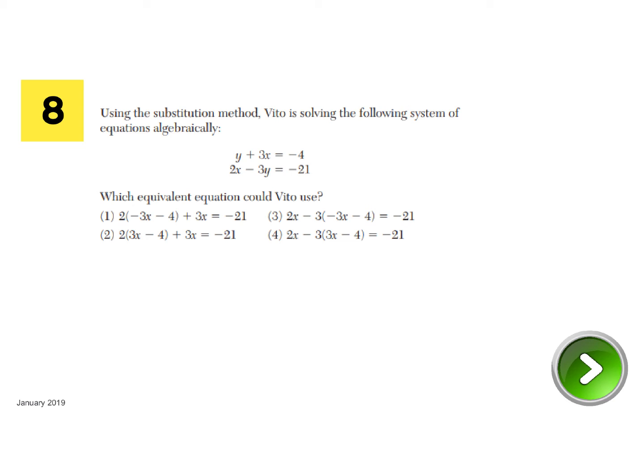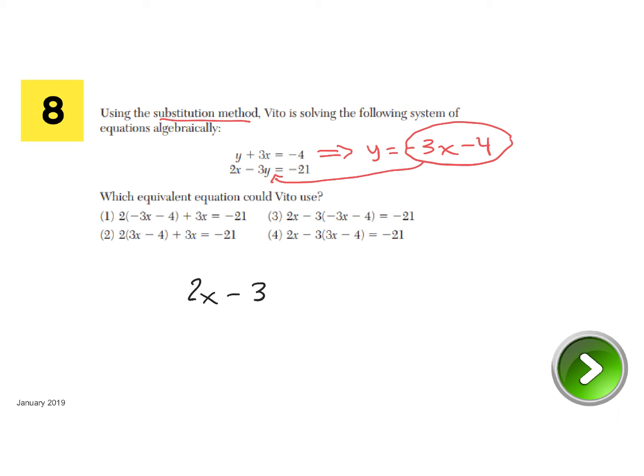All right, in this one we are solving using substitution, and they're asking us what equivalent equation could he use. So here we have y plus 3x equals negative 4. Our first step of substitution would be to get y by itself, so we'll move the 3x to the other side and get negative 3x minus 4. Substitution means we're going to take that value of y and plug it in for y here in the other equation. So we'll have 2x minus 3y is negative 3x minus 4 equals negative 21. Now I'm going to look and see which of those it matches, and it clearly matches number 3.